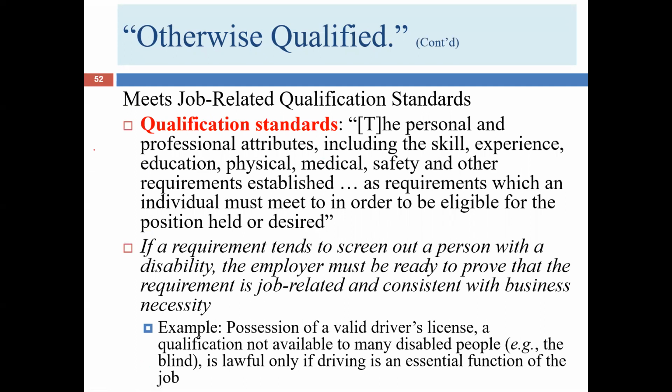Let's consider qualification standards. So these are going to be the personal and professional attributes, including skill, experience, education, physical, medical, safety, and other requirements established as requirements which an individual must meet in order to be eligible for the position held or desired. So usually these are going to track with what the job listing might say or what the position description might say. When you're looking at the ad, what does it say the person needs to be able to do?